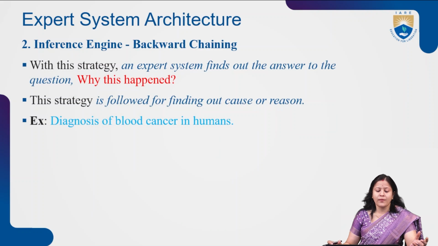Now this is called backward chaining. With this strategy, an expert system finds out the answer to the question of why this happened, the origin. It tries to find out the origin. This strategy is followed for finding out the cause or the reason. For example, the diagnosis of blood cancer in a human. Here the doctor diagnoses the disease and asks what the reason is why the person has got the cancer. That is done by backward reasoning.